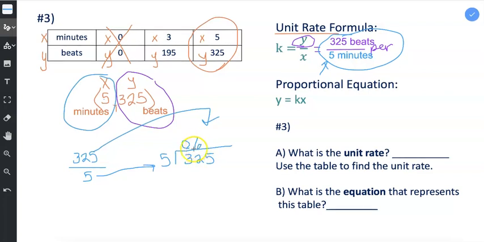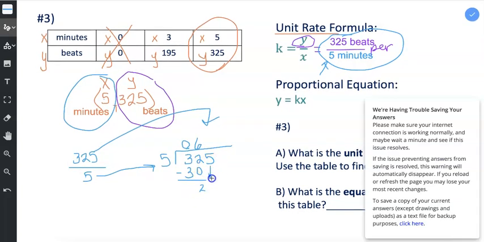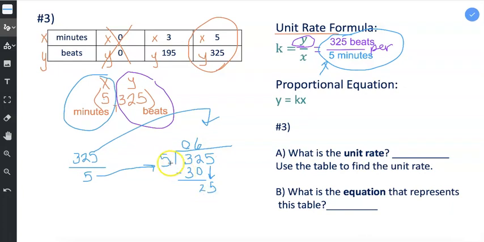And then the multiplication, 6 times 5 is 30, goes below the 32, and you subtract it from the 32. 2 minus 0 is 2, 3 minus 3 is 0. I can't ask the question until I bring a number down. 5 goes into 25, 5 times. The answer to the question goes at the top. Then the multiplication, 5 times 5 is 25, goes below the 25, and you subtract. 25 minus 25 is 0. There's nothing to bring down, so the unit rate is 65.